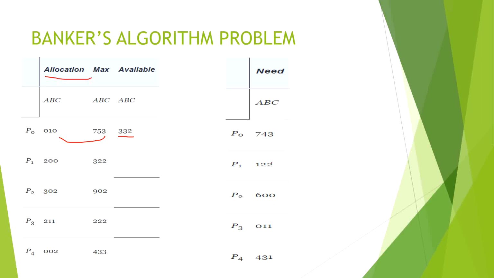Now in the next step we will check whether each process is visited or not. Initially none is visited, so all are false.